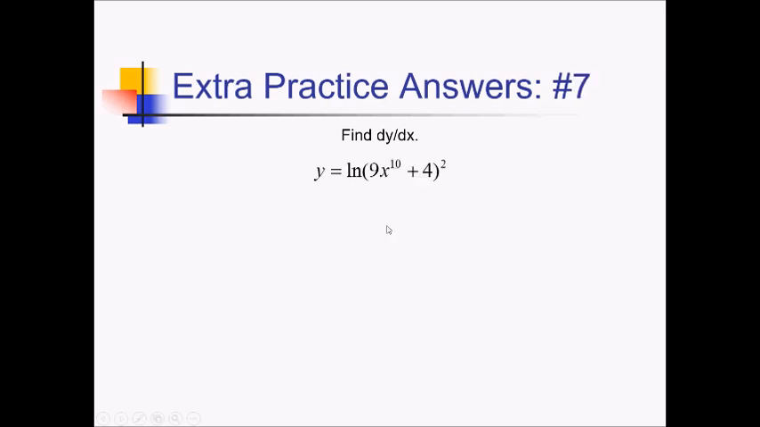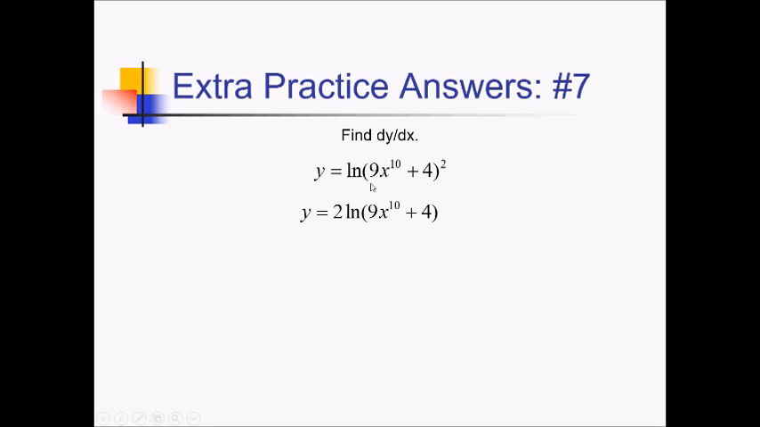To take the derivative of this function, I'm going to start by using my log rules. I'm going to pop this exponent of 2 out as a coefficient, so I'll have 2 ln of 9x to the 10th plus 4. And I didn't have to do that, but that's just going to save me the trouble of an extra link when I use the chain rule. But we're going to have to use the chain rule a little bit here.